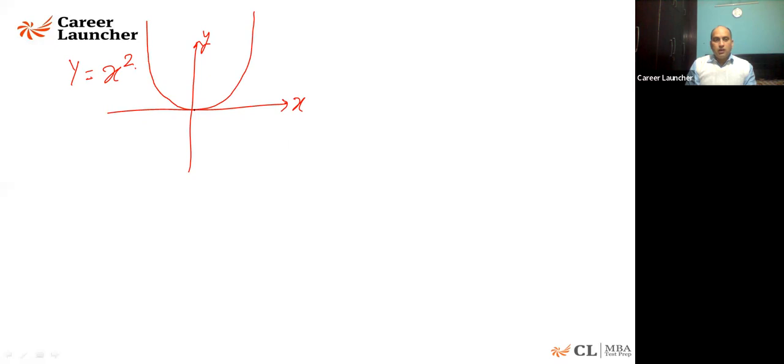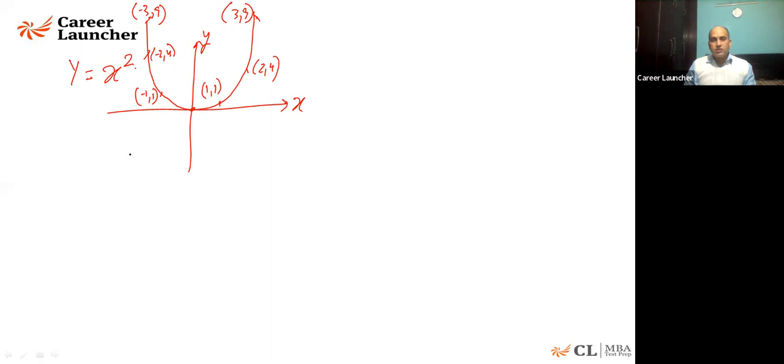That is, if x is 0, y is 0. If x is 1, y is 1. If x is 2, y is 4. If x is 3, y is 9. Even if x is minus 1, it is also 1. If it is minus 2, it is 4. If it is minus 3, it is 9.